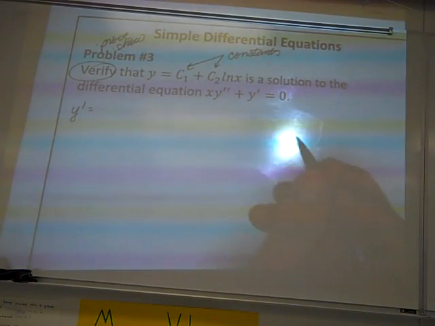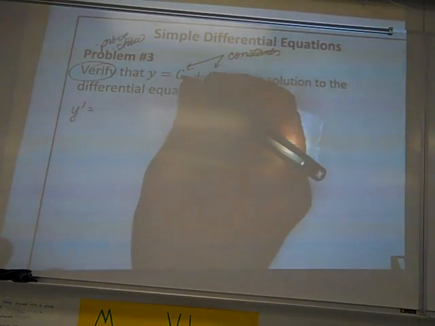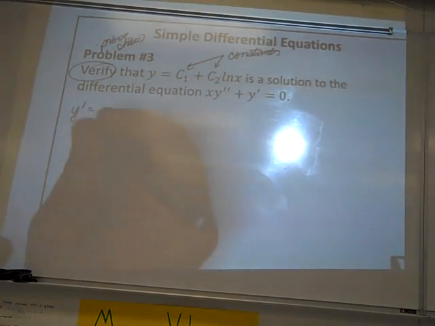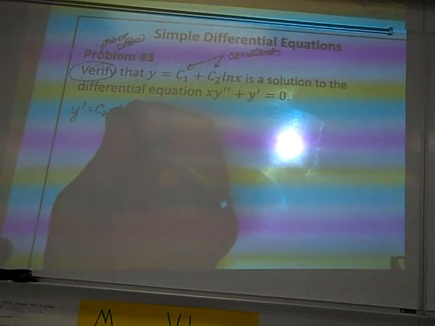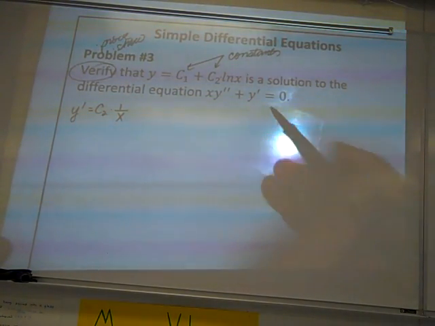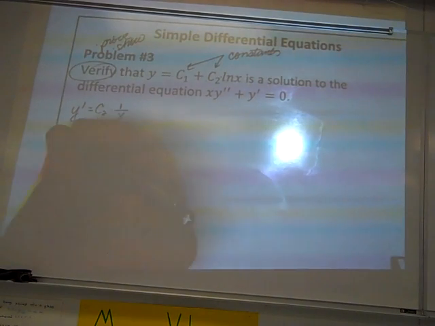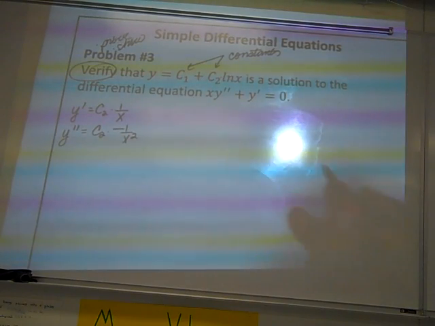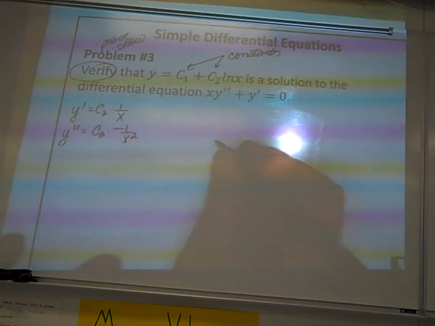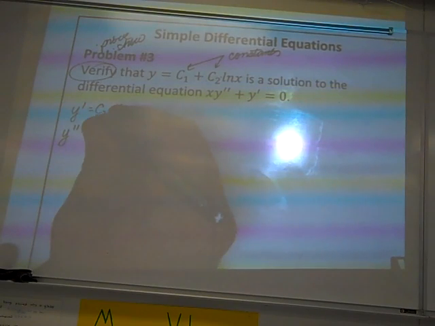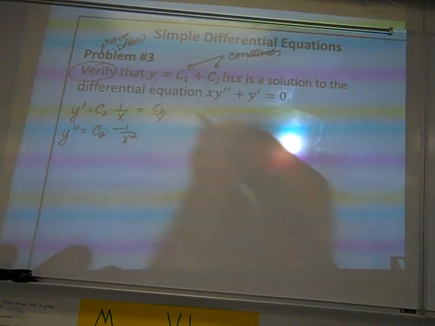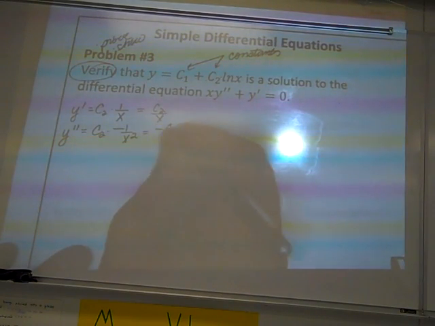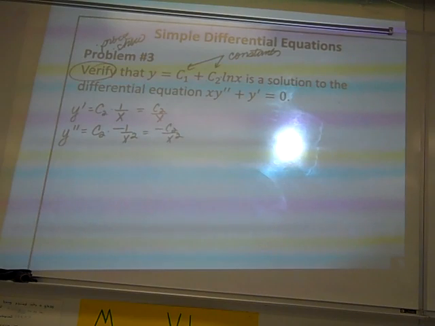So that implies I need a first derivative. Since c1 is a constant, its derivative is 0. This c2 is being multiplied by the natural log, so the derivative here is c2 times 1 over x, because we know the derivative of natural log is 1 over x. If I take another derivative, I have c2 times the derivative of 1 over x, which is negative 1 over x squared. If you'd like to, you could clean these up. c2 times 1 over x is the same as c2 over x. c2 times negative 1 over x squared is negative c2 over x squared.